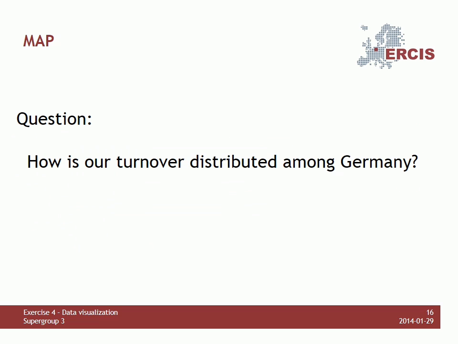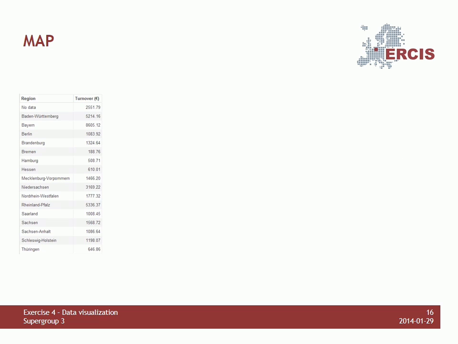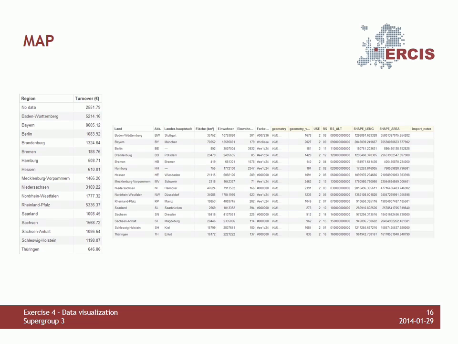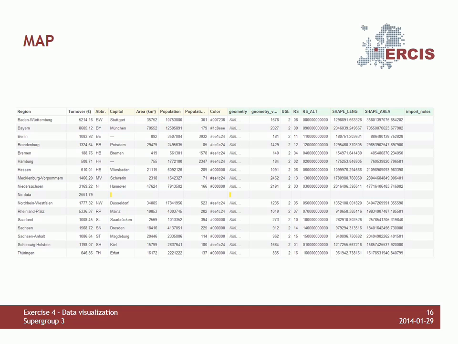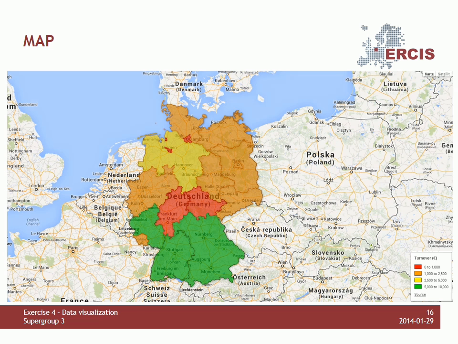Anyway, let's look at this question. How is our turnover distributed among Germany? We extract the turnover per region from our database. As a result, we have the following table. In order to show the different regions of Germany, we need a public Google Fusion table, which contains geometrical data for all of these regions. We can merge the tables using the names of the regions. This is the resulting table. We now have the turnover per region and the geometrical data in one table. Google allows us to create a map for this data. We color the different regions depending on their turnover. A legend shows which color corresponds to which range.